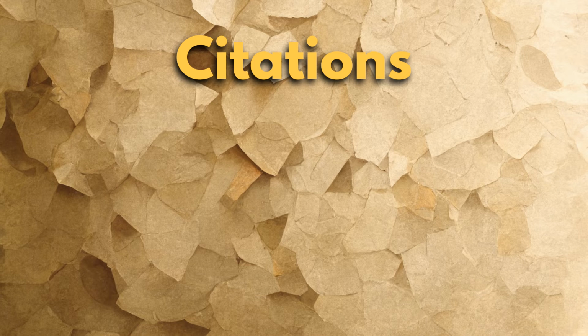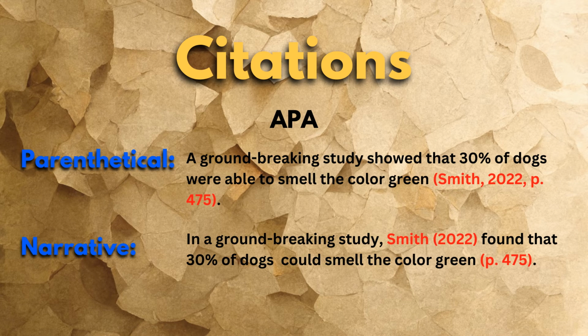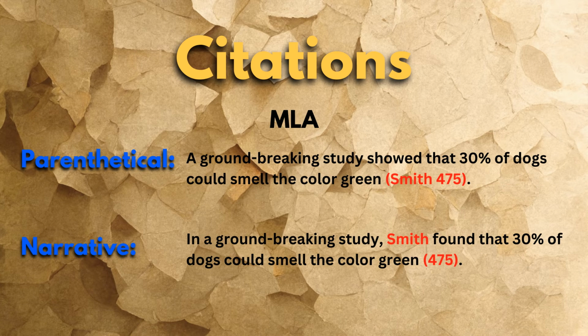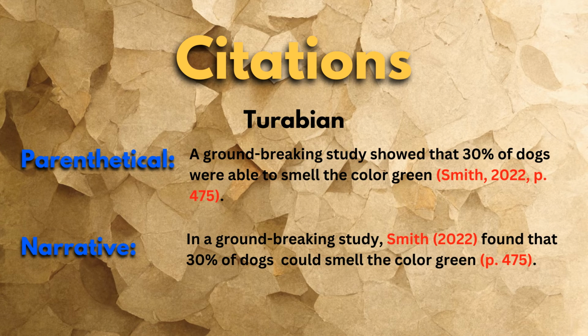Citations are a little bit easier. There are parenthetical citations, which have the author, the year, and the page number of the source in parentheses at the end of a sentence inside the body of your paper. You can also include this information in what's called a narrative fashion. You work the information from your citation into your writing by referring to the author's last name. Then at the end of the sentence, you include the year and applicable page number of the reference in parentheses.